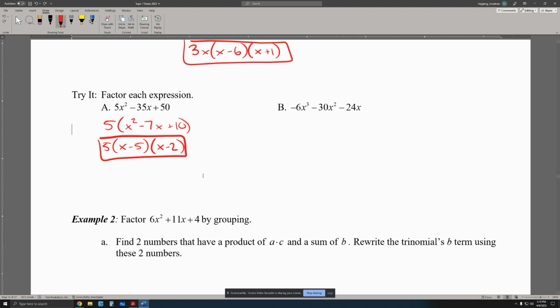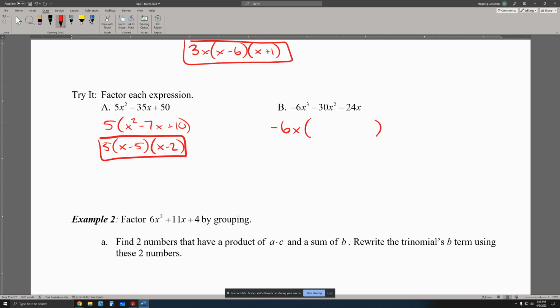All right, let's try another. Example B, here we have negative 6x cubed minus 30x squared minus 24x. I notice from the coefficients, we have a greatest common factor of negative 6. Negative 6 divides all three of these coefficients. We also have a common variable factor, so the amount of x's that we can take out from each of these terms: first one has 3, second one has 2, third one has 1. The most we can pull out of all three of them is 1. So our GCF is negative 6x.